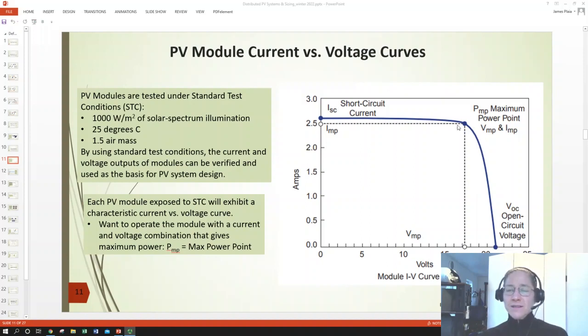So this is an ideal power generation point in the current voltage response of your module, and it's called the maximum power point. And the voltage and current associated with that are called V maximum power and I maximum power, and those will be on your spec.